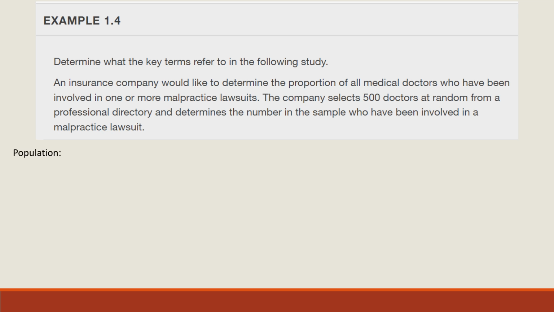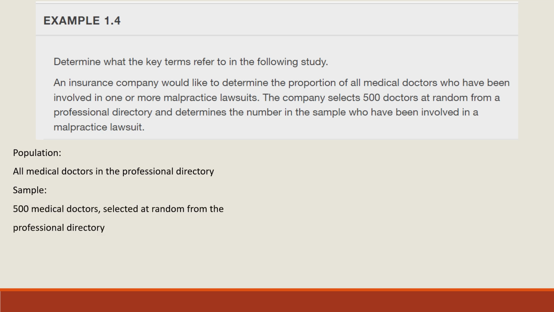What is our population here? All medical doctors in the professional directory. So it's important to read the problem fully to understand the boundaries of what we're talking about. What is the sample? Very similar to the population, but a little tweak, the 500 medical doctors selected at random from the professional directory. What is our parameter? Again, this is related to our population. So it's the proportion of medical doctors involved in a malpractice suit in the population, which was all medical doctors in the professional directory.